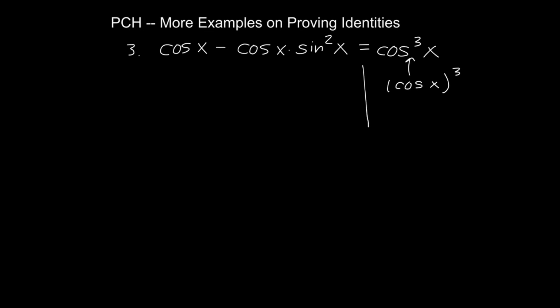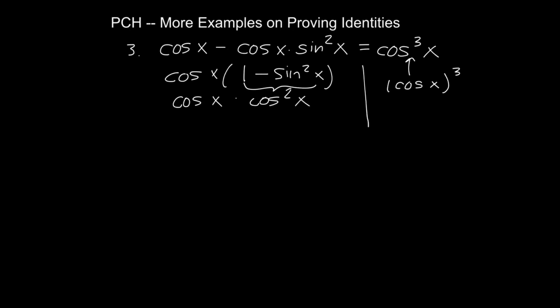So I'm going to work on the left-hand side by factoring out a cosine x. So I have 1 minus sine squared x. Then I'm going to use the Pythagorean identity, which tells you that this equals cosine squared x. And so the Pythagorean identity gives us that. So this becomes cosine cube x, and now the two sides match. And so we are done.